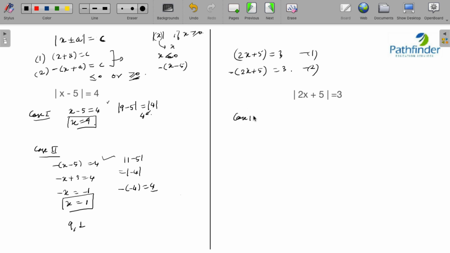Case 1. 2x plus 5 is equal to 3, which means 2x is equal to minus 2 or x is equal to minus 1. So case 1 will give me minus 1 as the answer. Let us put that into this equation and see whether we get 3 as the answer. 2 into minus 1 is minus 2, plus 5 is 3, and mod of 3. Since 3 is greater than 0, it stays 3, which is equal to the right hand side, and therefore this particular value x is equal to minus 1 is an acceptable solution. Case 2.